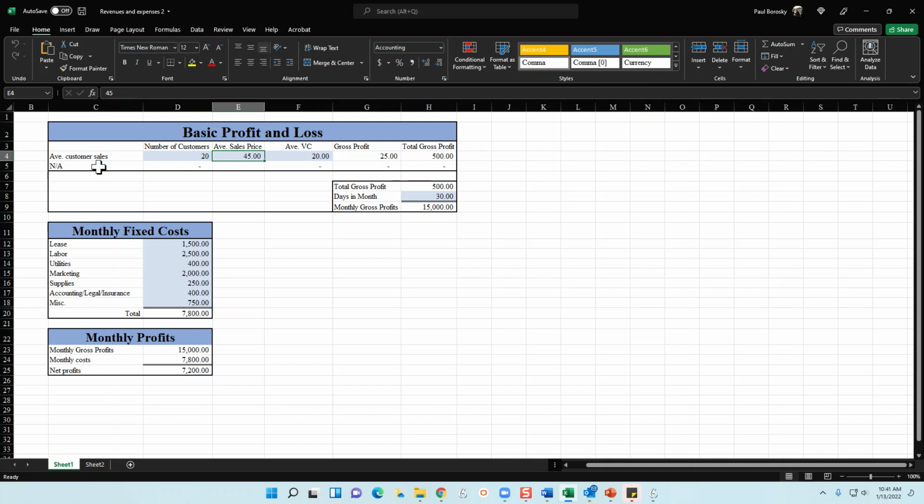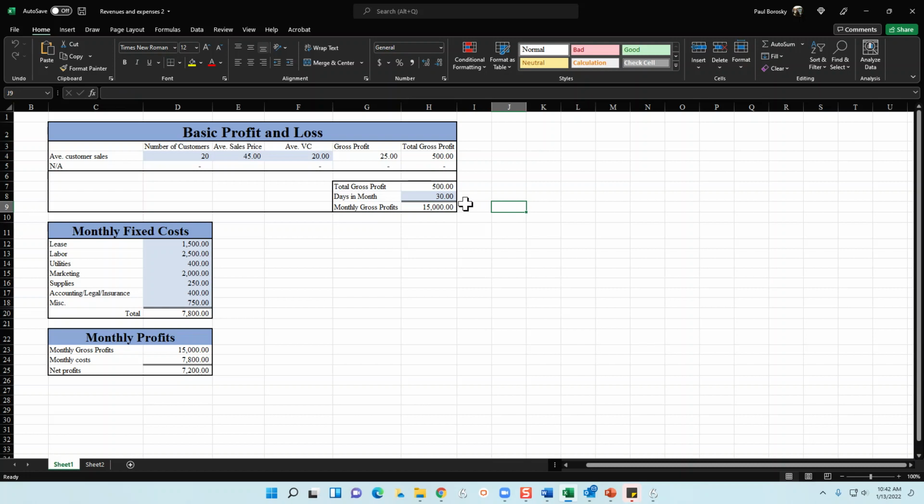The final variable in this segment is going to be our variable cost. So if we sell a product for $45, it might cost us $20, including shipping and handling, and actually buying the product or making the product. So we're saying the variable cost is going to be about $20. The mathematical calculation for the gross profit: we're going to deduct the variable cost of $20 from the sales price of $45. It gives us a gross profit of $25. We are then going to multiply that $25 by 20, which is the number of customers we're going to be servicing daily. That is going to give us a total gross profit of $500 daily.